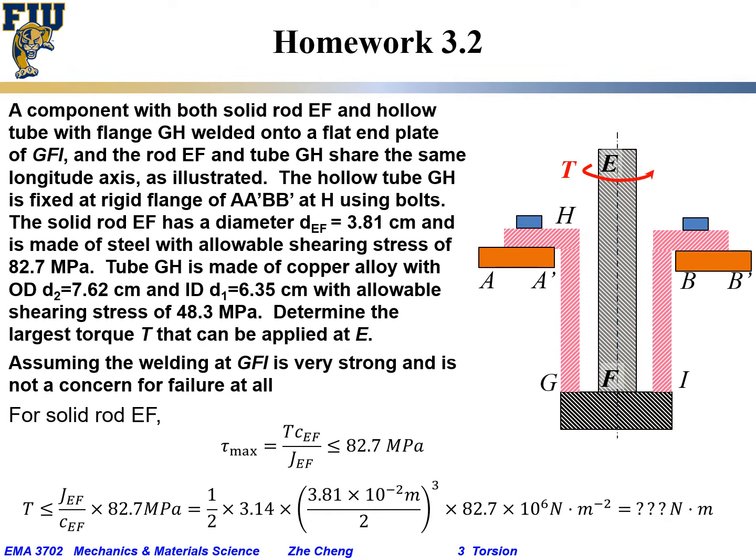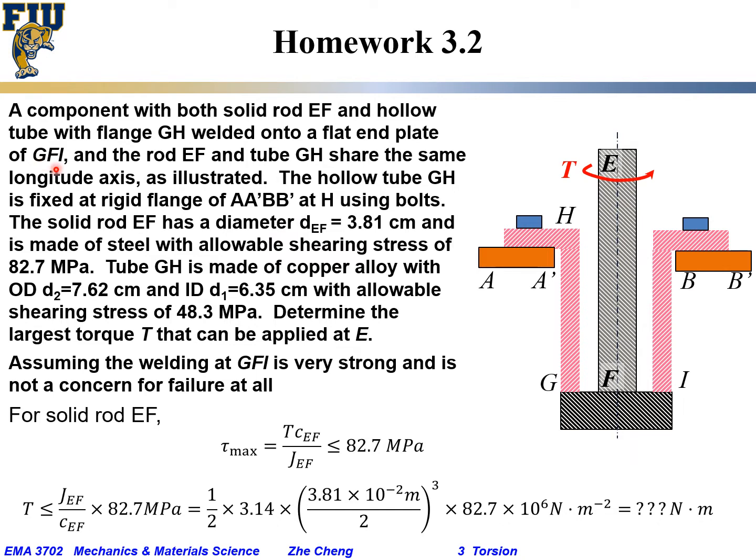Homework 3.2. For this one, it looks complex. Let's explain it. A component with a solid rod EF and a hollow tube with flange, GH, are welded onto a flat end plate. This flat end plate, we call it GFI.